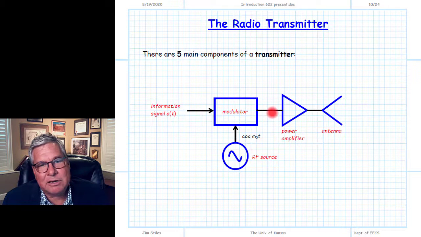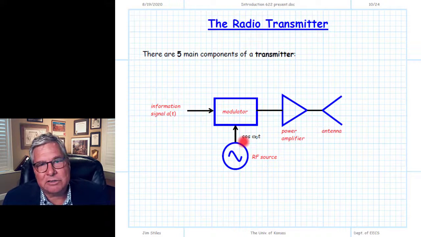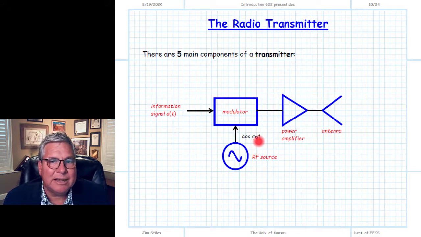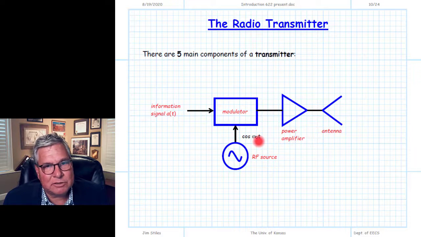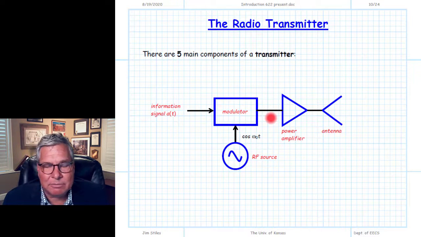So what comes out of the modulator is what we call a modulated signal. We've modulated, changed either the magnitude of the sinusoid or the phase of the sinusoid in a way such that it mimics or preserves the information of the original signal we're going to send. So we modulate the signal. If you take EECS 562 communication theory, you'll learn more about this. So now we have our information glued onto our RF source.